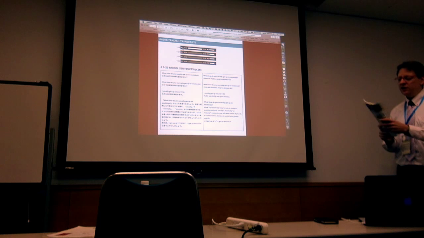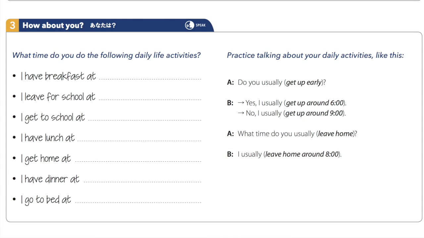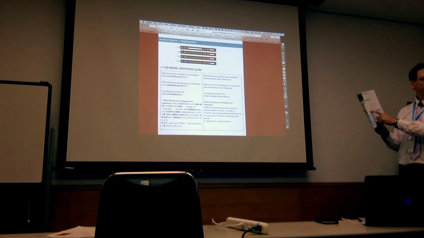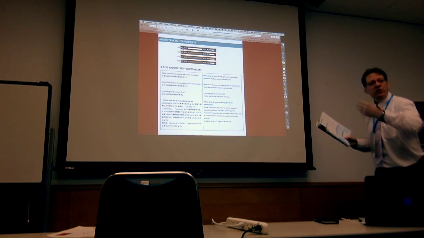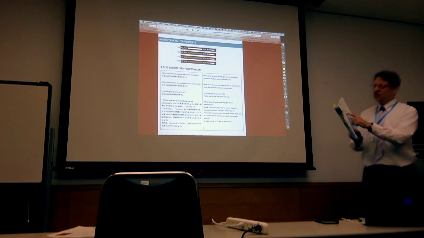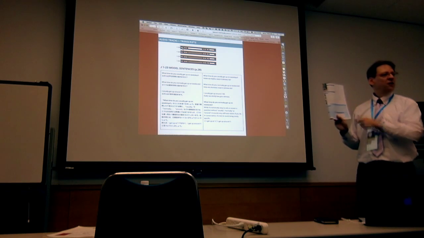Then the how about you, this is very short, by the way. The how about you gives them time to take the model sentence and then personalize it, and think about it and prepare for discussion. So in this case, they just have to fill out the times they do these daily activities. Okay. Then to practice both forms, open and closed, I'll go through this little dialogue with a few students.